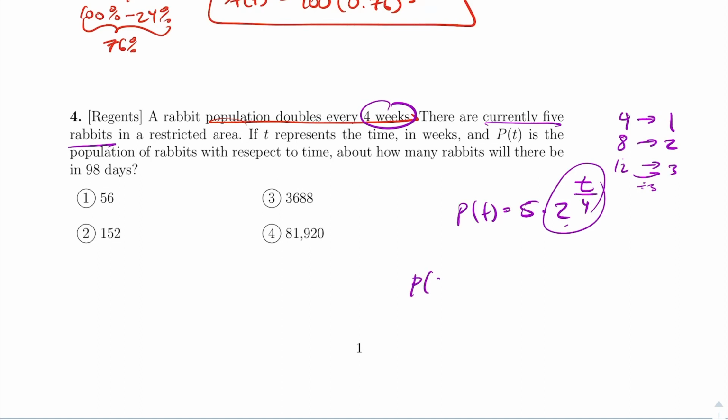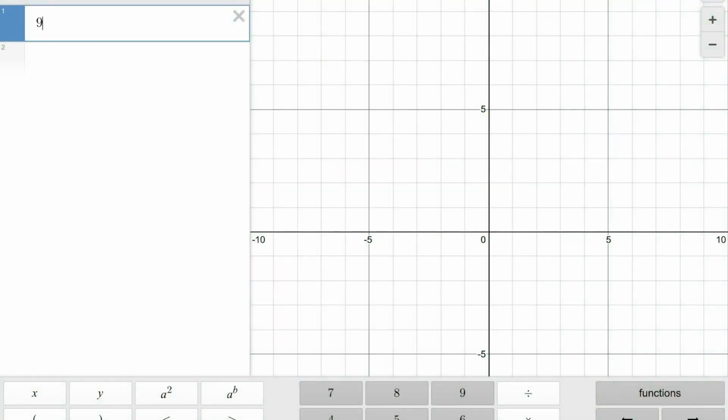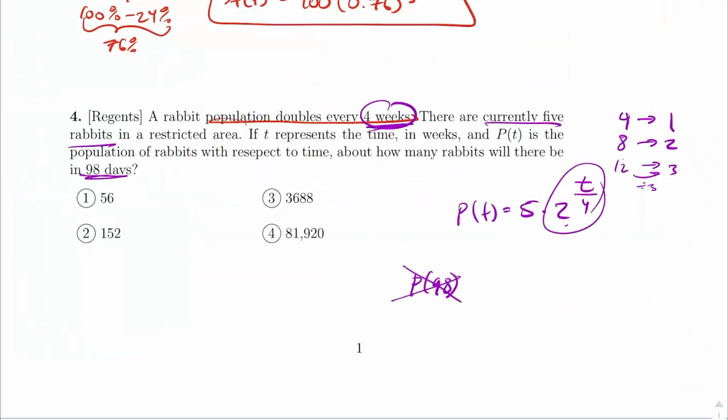All right, so we're going to plug in 98 days. But this is a little bit of a trick question here. 98 days, this was every 4 weeks. So we need to convert 98 days to weeks. So let's do that conversion. So this is 14 weeks. So we have to make sure that when we have things in terms of weeks, we plug in weeks.